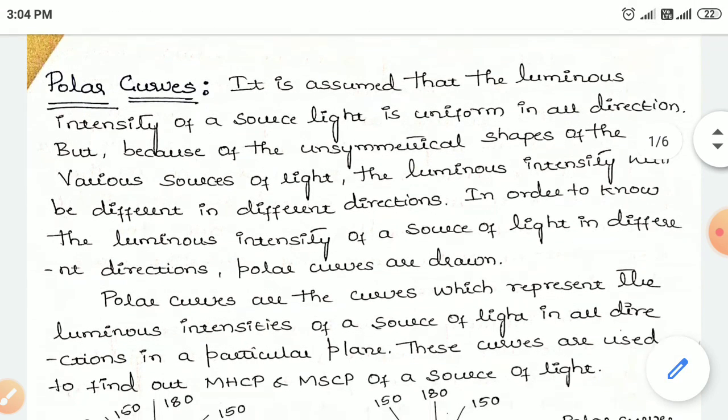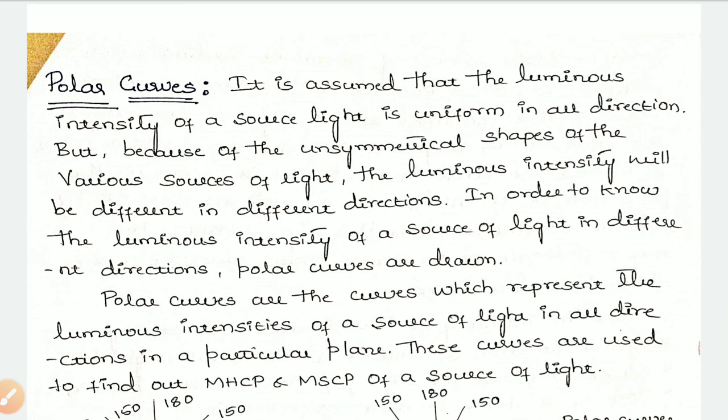Next is the measurement of the mean spherical and mean hemispherical candle power by using different techniques. We will discuss that in the next video.